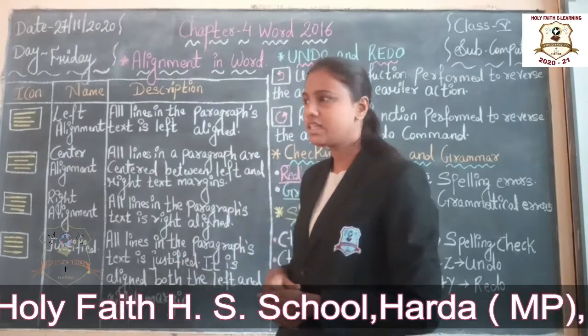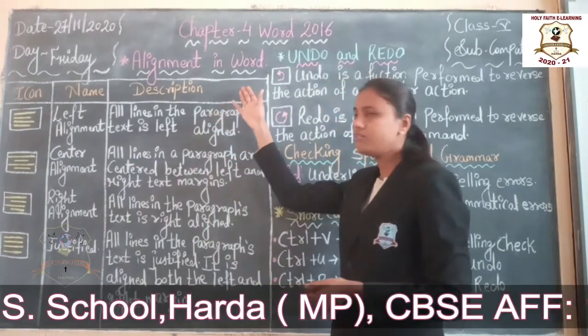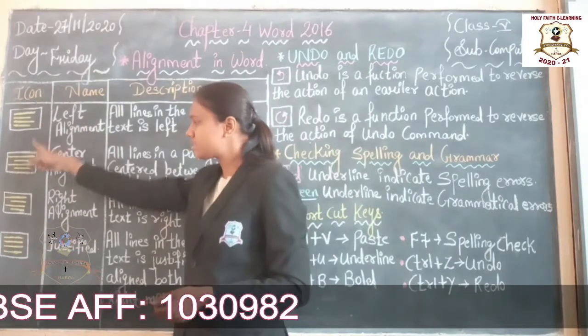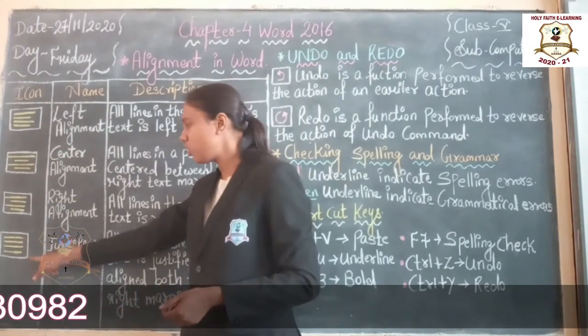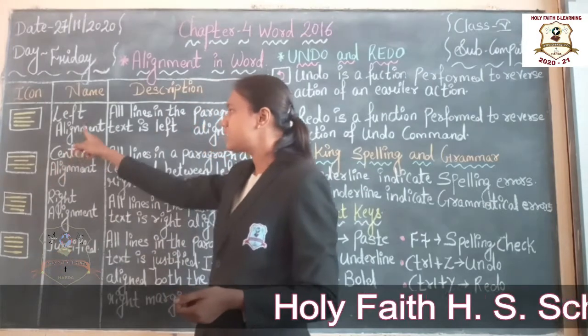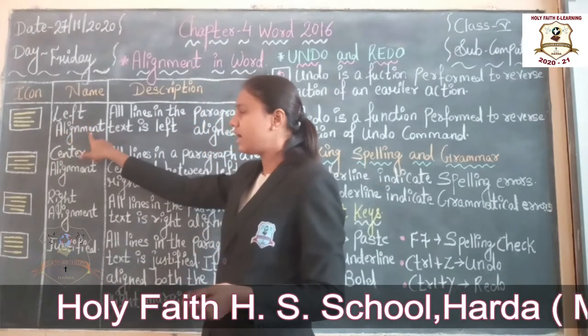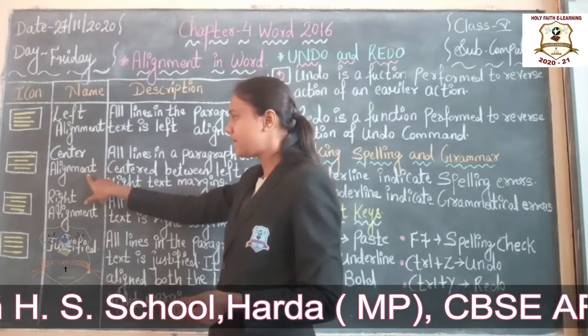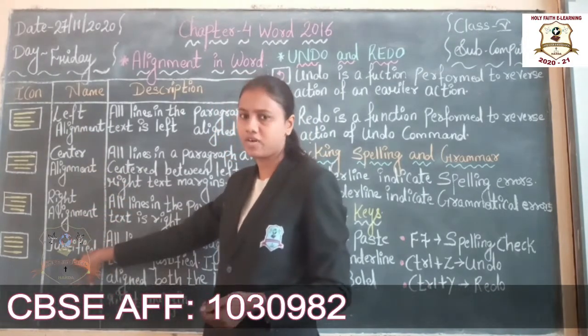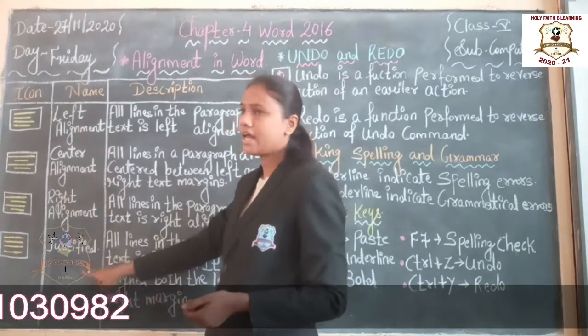Now let's see the 4 ways to align text. Here you can see the icons. This type of icon you can see in your computer in the paragraph group. First one is left alignment, second is center alignment, third is right alignment, and fourth one is justify. These are the 4 alignments.